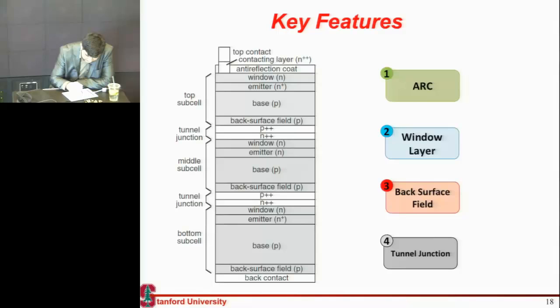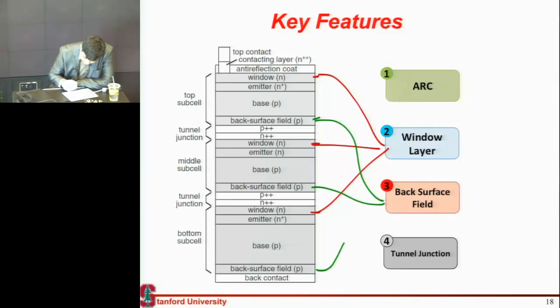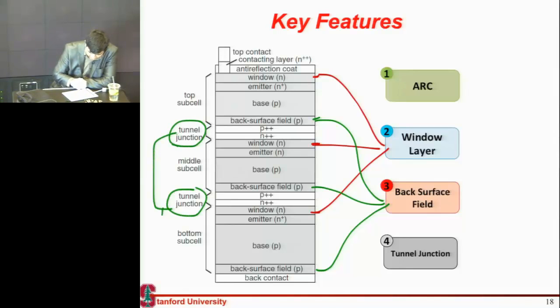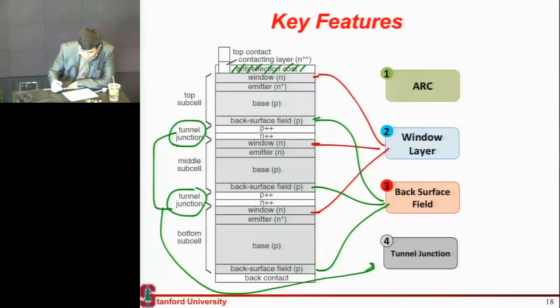So you'll see that each of these cells has this window layer which is present on the top of each of these cells. And then it also has this back surface field. So at the bottom of each of these cells you have this back surface field layer. So there's this extra layer called back surface field layer over here. And then in between these 3 cells, you have these 2 tunnel junctions present, and these are very important for the functioning of this cell as well. And at the very top you have this anti-reflection coating present at the top. So these are 4 things I want to talk about, starting with the anti-reflection coating.